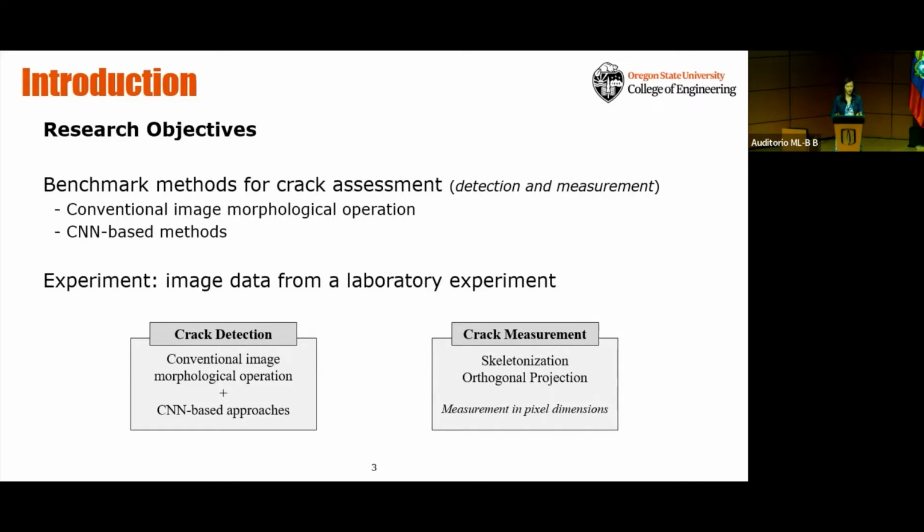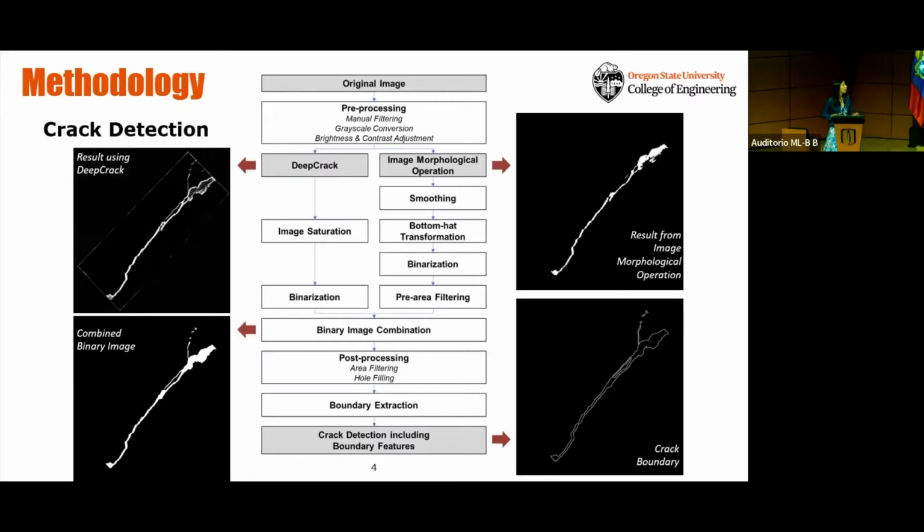So to detect the crack, we combined two approaches. CNN-based methods can capture more of the details, and the image morphological operations are less sensitive to the changes in the contrast in the image. And for measuring the crack, the length and the width of the crack, we use skeletization and orthogonal projection methods. This is our overall methodology in this research.